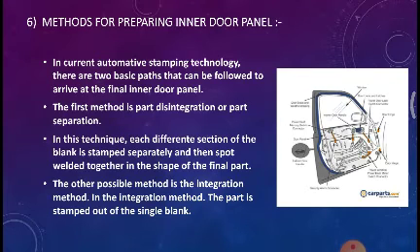In current automotive stamping technology, there are two basic paths that can be followed to arrive at the final inner door panel. The first method is part design disintegration, or part separation. In this technique, each different section of the blank is stamped separately and then spot welded together in the shape of the final part. The other possible method is the integration method. In the integration method, the part is stamped out of a single blank.